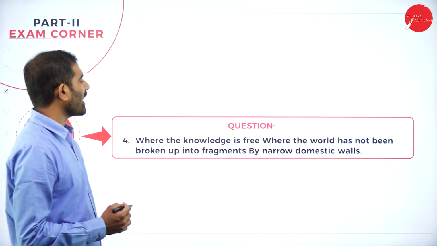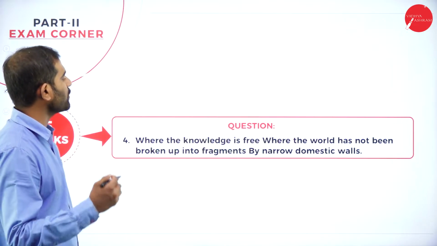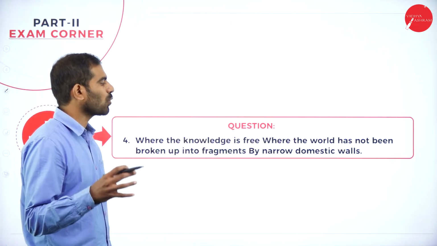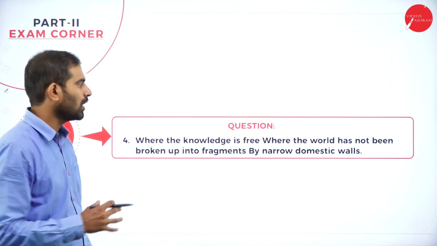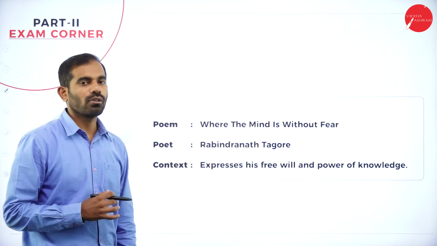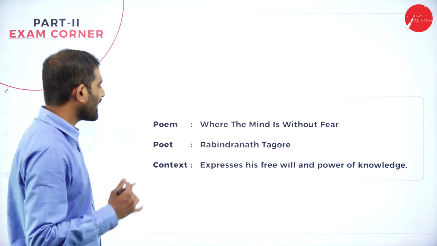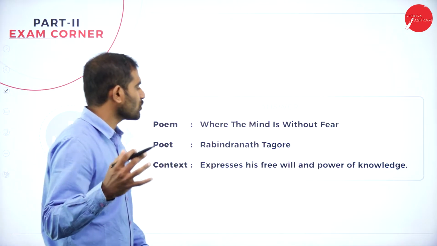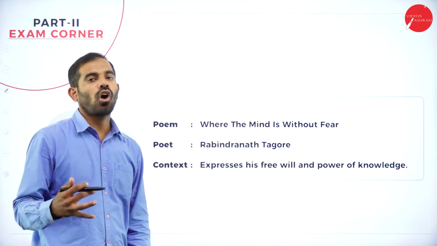Next one, "where the knowledge is free, where the world has not been broken up into fragments by narrow domestic walls." These lines are taken from "Where the Mind is Without Fear," written by Rabindranath Tagore. The context is, he is trying to express his free will and power of knowledge.